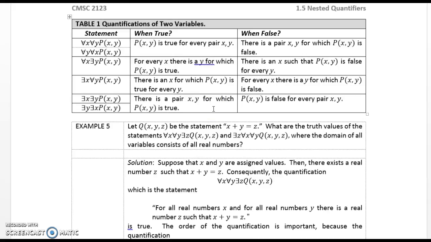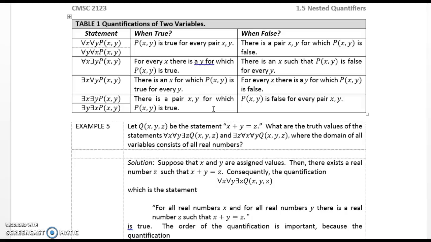Okay, in Table 1, we have some nested quantifiers in column 1, and we have conditions for when they are true and when they are false. The first statement in the first row is for all x, for all y, P(x,y). P(x,y) is true for every pair x,y. It is false when there is a pair x,y for which P(x,y) is false. For all y, for all x, P(x,y): when is it true? The same as in the previous case. P(x,y) is true for every pair x,y. When is it false? There's a pair x,y for which P(x,y) is false.